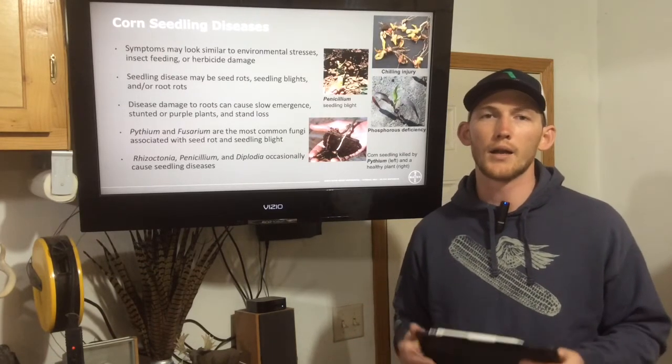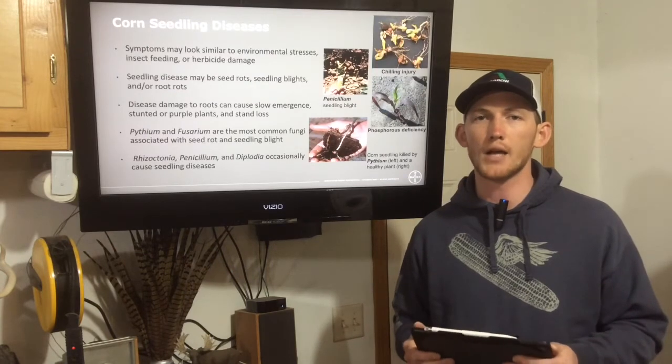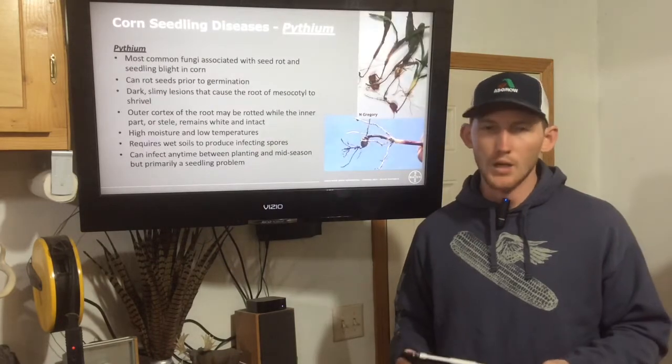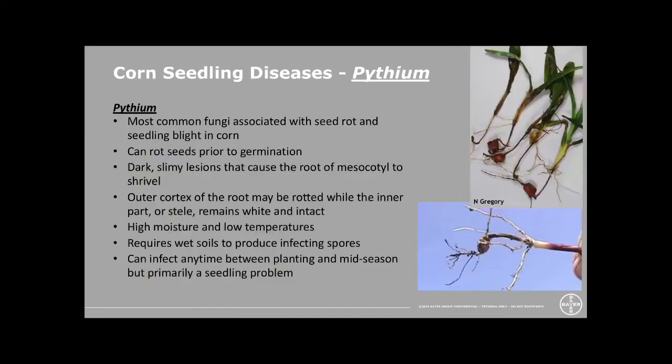Now when it comes to corn seedling diseases, the two most common ones are Pythium and Fusarium. So we'll dive in there. So Pythium is most associated with the seed rot, seedling blight in corn. What we're going to see is that kind of neck down, rotted, slimy mesocotyl. So that's really where those lesions are going to occur most. And this is again going to be high moisture, low temperature. So cool soils and saturated soils is where this is most prevalent in field, okay?